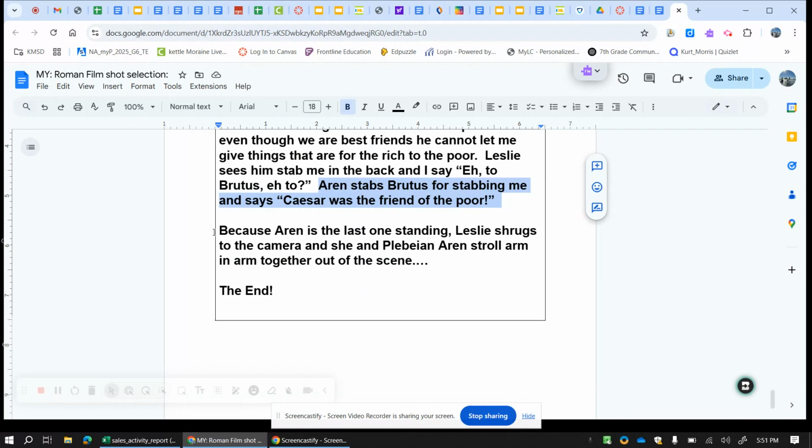And then as Todd drops to the floor, because Aaron's the last one standing, Leslie looks at the camera and shrugs. And then she puts her arm around Aaron, and they stroll arm in arm out of the scene together. Because he's the last one, and I guess Lady Minerva, the patrician, picks the plebeian, the last man left, to go on a date with. The end.